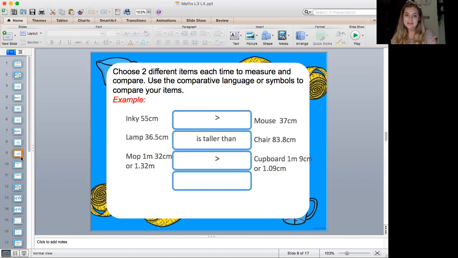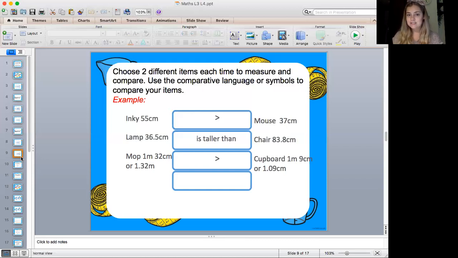Now, the last one I did was my mop and my cupboard. Now, these were really large, so I knew I was going over a metre. Don't worry if you've not got a metre stick. You can just move your ruler or use a measuring tape. And you can put this how I have, like 1 metre 9, or you could put 109 or 1.09, however you feel best presenting that.